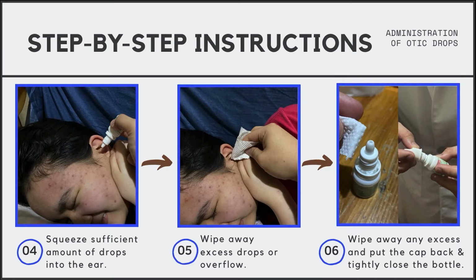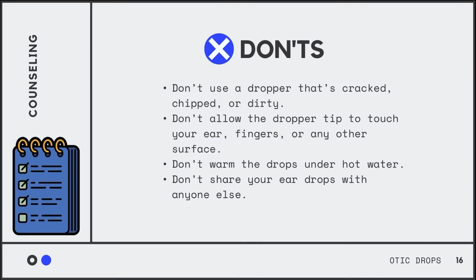Put the cap back onto the bottle and make sure to tightly close. Then wash off excess medication that came in contact with your hands if there is any, then store the bottle as directed within the label or package insert. Here are some important things you must take note of when using an otic drop.